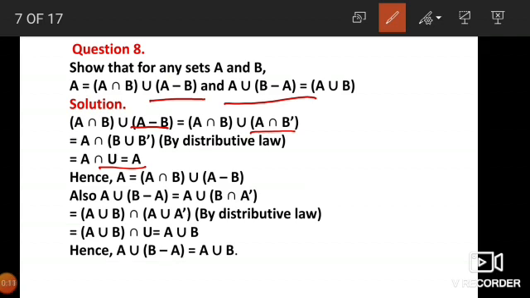Similarly, if A minus B equal to A intersection B dash, you can write B minus A equal to B intersection A dash. So A union B minus A, by using the distributive law, gives A union B intersection A union A dash. What is A union A dash? It is nothing but our universal set. So A union B intersection universal set is A union B. All these properties we have learned before, so please learn the properties before learning all these sums.